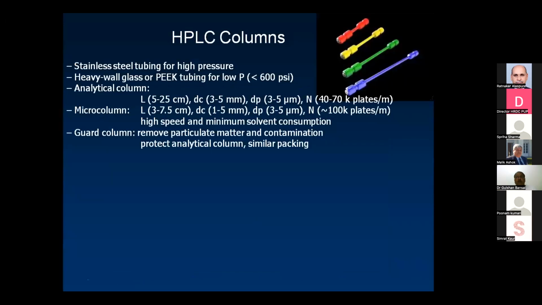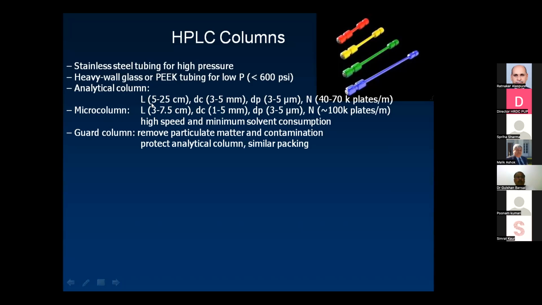So analytical columns, HPLC columns, are available in different sizes or different diameters, depending upon what our needs are. They are selected as per need. There can be three types of column. One is an analytical column, then there is a micro column, and there is a guard column.